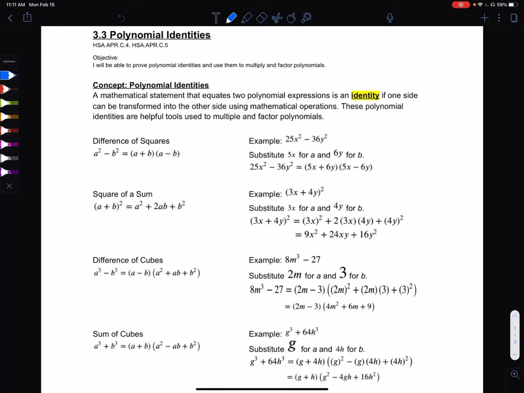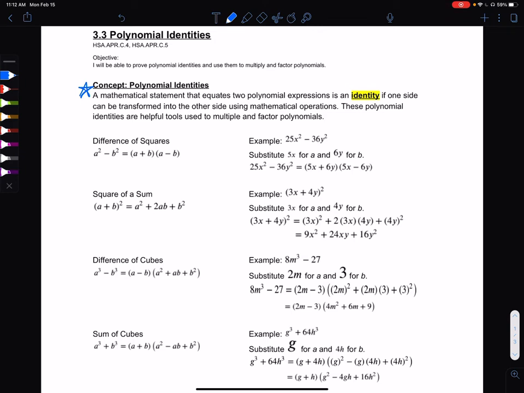In this video, we're going to look at some of the polynomial identities that we'll come across. A mathematical statement that equates two polynomial expressions is an identity if one side can be transformed into the other side using mathematical operations. Basically, if we can show that both sides are equal, we have an identity.